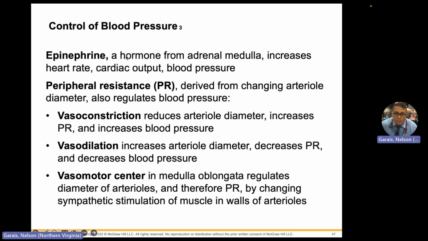Epinephrine, we already know what epinephrine does. It is a sympathetic or sympathomimetic nervous system hormone slash neurotransmitter. Therefore, you'll have what? Sympathomimetic effects: increased heart rate, increased cardiac output, increased blood pressure, and of course, dilatation of your pupils.